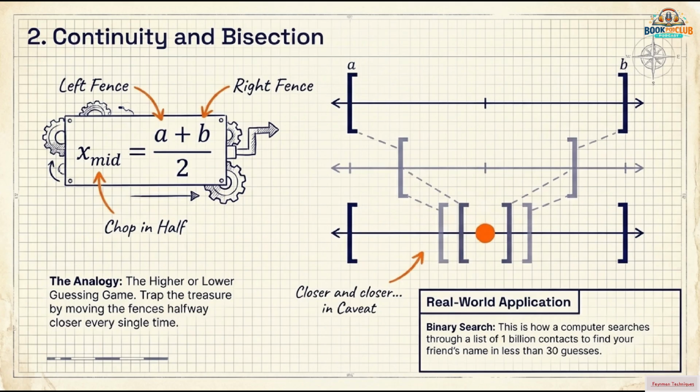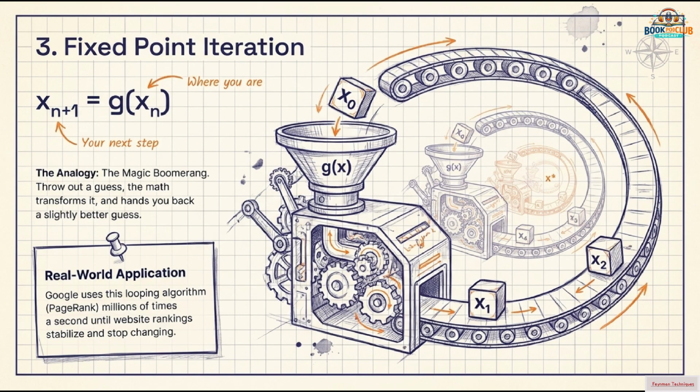Well, that pushes us into section 2, speeding things up. You start with brute force, and then you look for elegance. Okay. Slide 3 introduces techniques that use the landscape itself to go faster, starting with fixed point iteration. Right, and looking at the formula for this one, it's x sub n plus 1 equals g of x sub n, which essentially means your next step is just a mathematical transformation of your current step. Exactly. And the analogy the notes provide is the magic boomerang, where you throw out a guess, the math transforms it, and hands you back a slightly better guess.